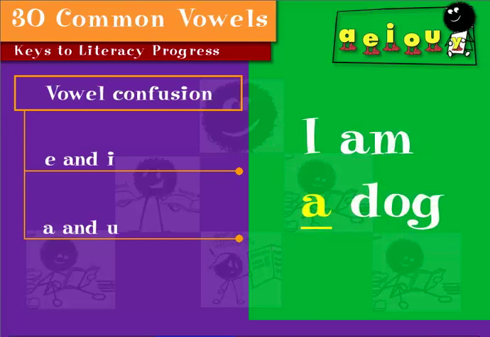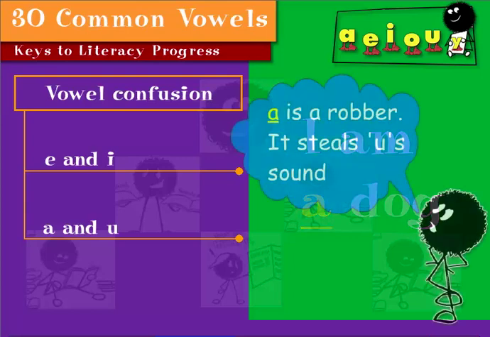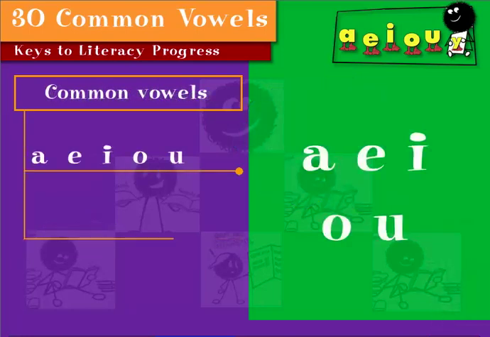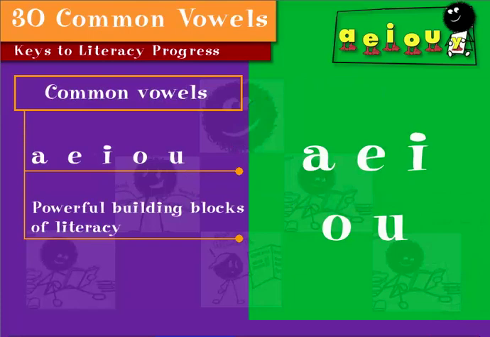Listen to A in this sentence. I am a dog. It's confusing to learn the sound A and then the word A. We say A is a robber. Its sound is A, but when it's a word it steals U's sound. Don't be tricked by robber A. A, E, I, O, U occur lots and lots in words, so it's really worth the effort to support kids to get very fluent in reading and writing words with these vowels.